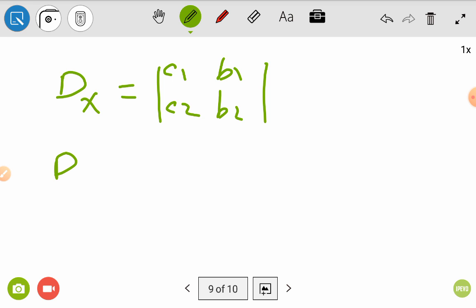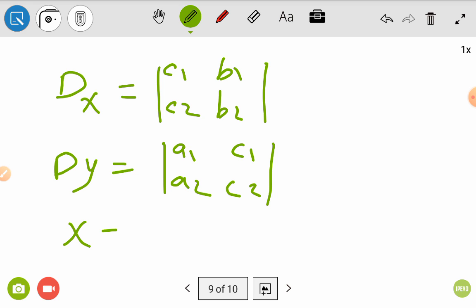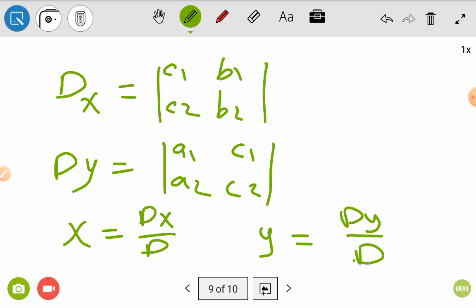After you get Dx, you can get Dy. Here, for Dy, you have to cancel the coefficient of y and put C1, C2, and A1, A2 without a change. After you get the determinant of the variables, the determinant of x and the determinant of y, you can get x by dividing Dx over D, and y equals Dy over D.